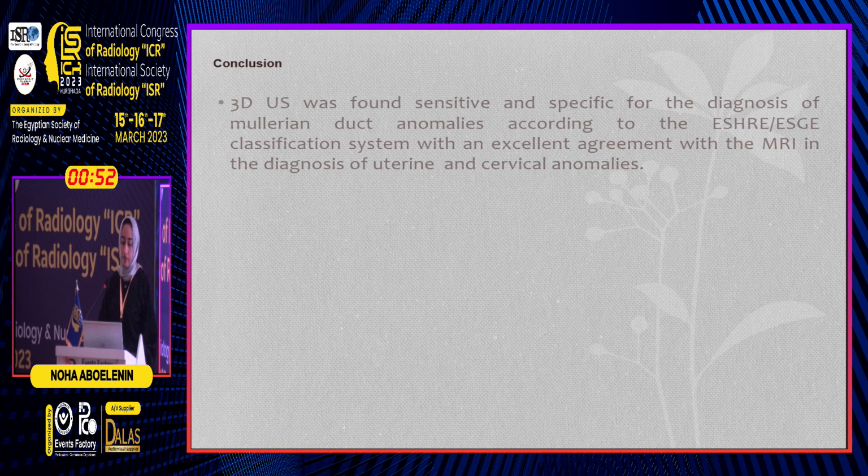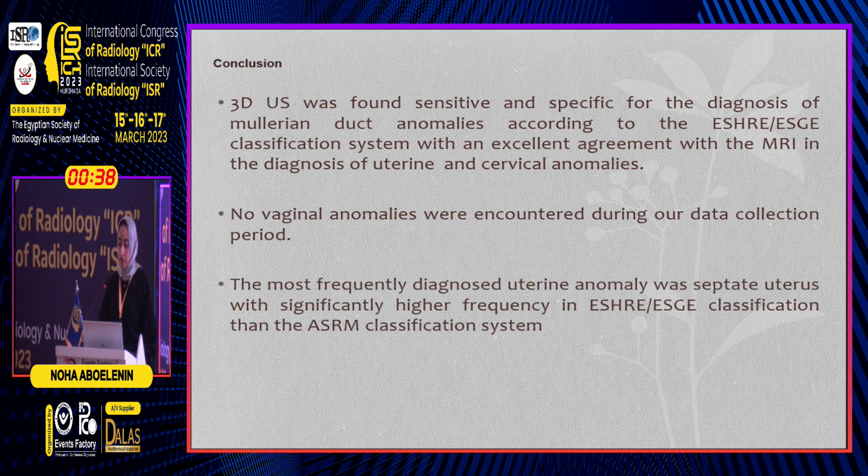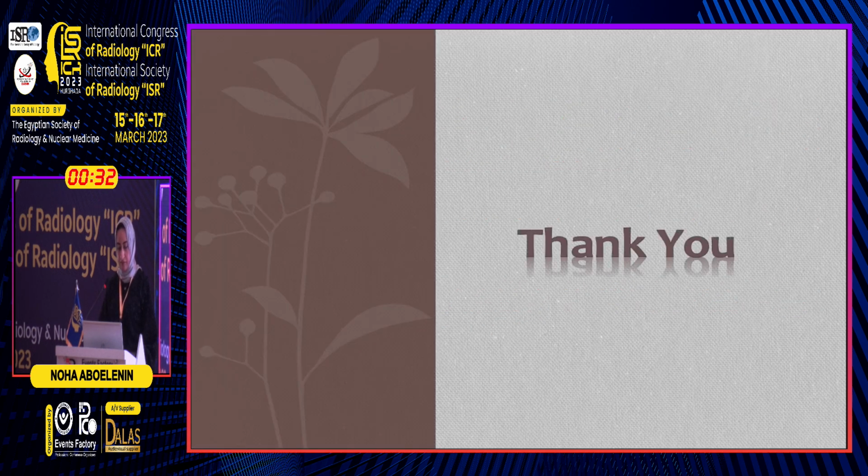Conclusion. 3D ultrasound was found sensitive and specific for the diagnosis of Mullerian duct anomalies according to the European classification system, with an excellent agreement with MRI in the diagnosis of uterine and cervical anomalies. No vaginal anomalies were encountered during our data collection period. The most frequently diagnosed uterine anomaly was septate uterus, with significantly higher frequency in the European classification system than the American classification system. Thank you.